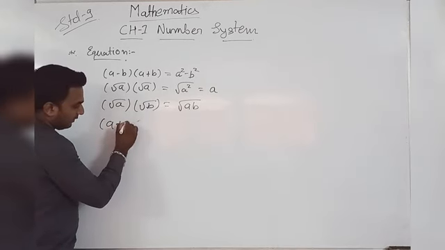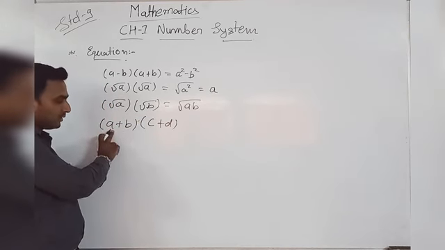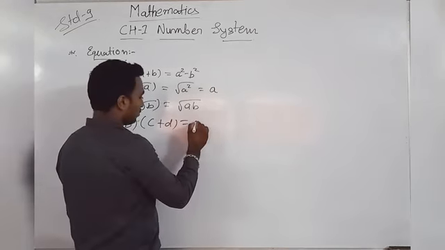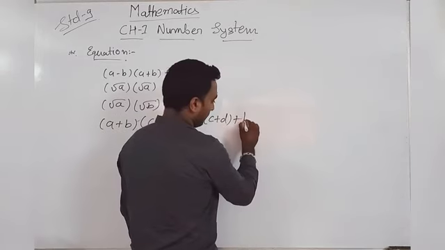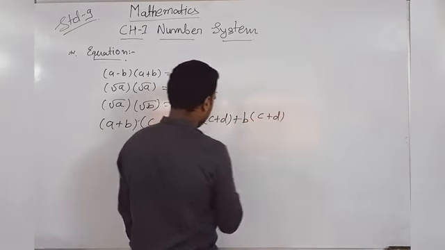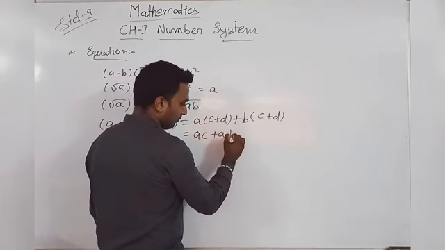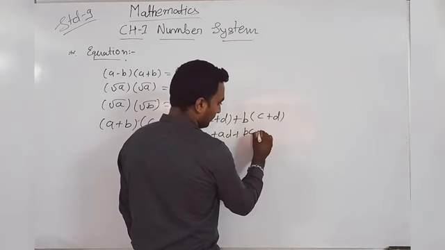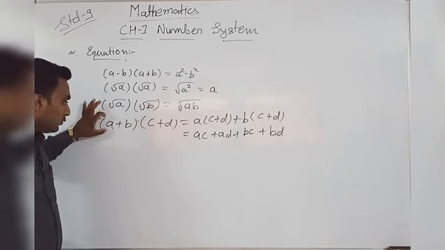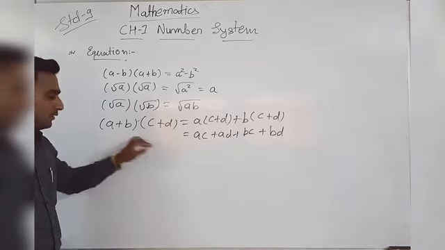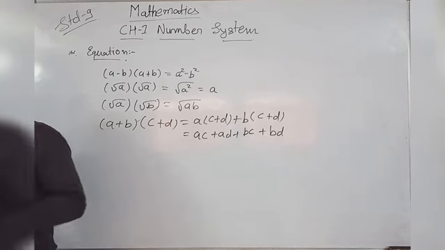Then next, here it is given (A plus B) and (C plus D). Then what will be your answer? You have to multiply this number with the whole bracket. So A times the bracket (C plus D), plus the next number B times the bracket (C plus D). Now what is the multiplication here? A multiply C, that is AC, A multiply D, that is AD, plus B multiply C, that is BC, plus BD. So this is your answer. See, here what you have to do is multiply this number with the whole bracket, then again plus B and again the whole bracket. Clear? Do you understand?